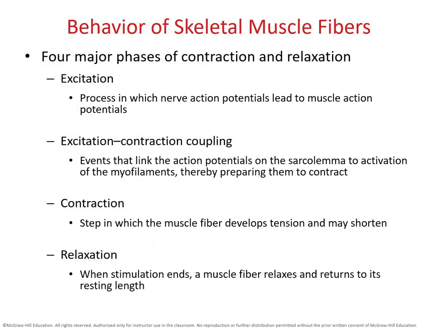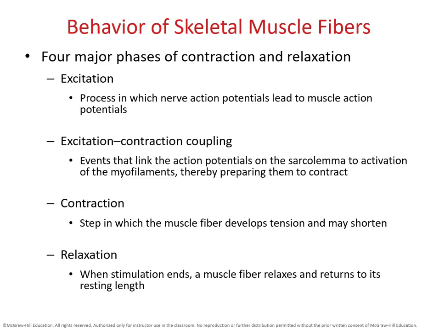So we have 4 phases of muscle contraction and the following relaxation. First is excitation, and this is when the nerve action potential is high enough that it leads to the muscle changing physiologically. Then we have the excitation-contraction coupling.